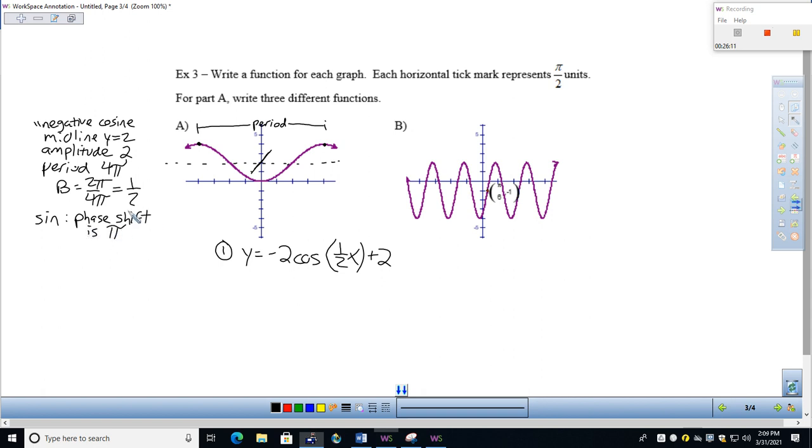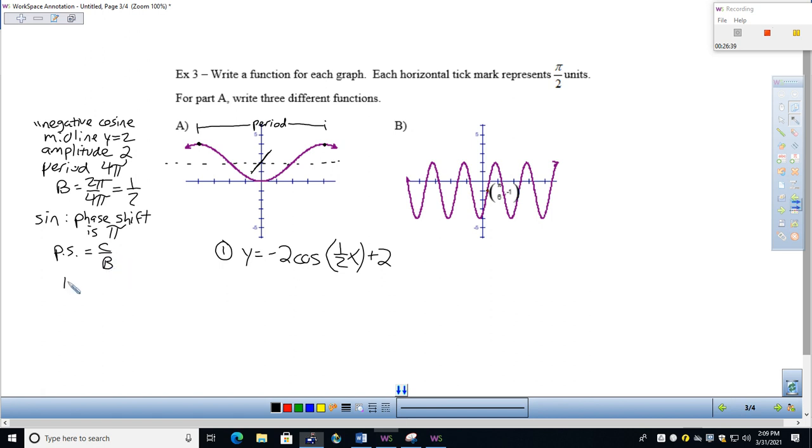Does that make sense? At least the hope is. So again, normal sine looks like this. If I want to get sine to fit this graph, I'm going to have to take normal sine and phase shift it pi units to the right. All right, that's great. Now I do have to be a little careful here. I do know phase shift is equal to C over B.